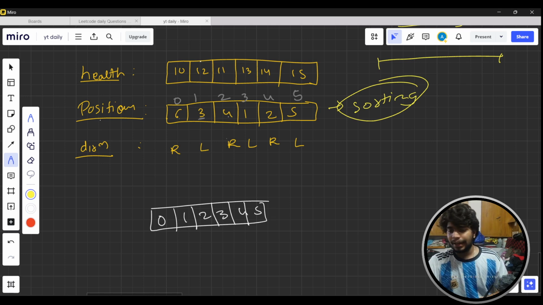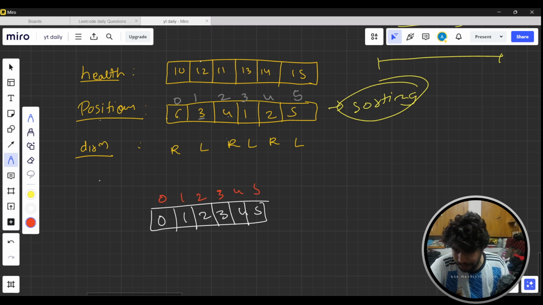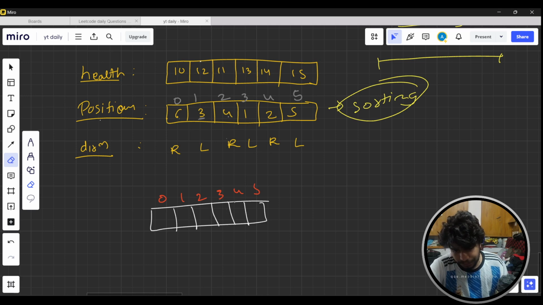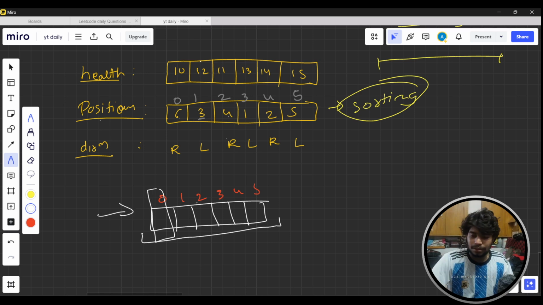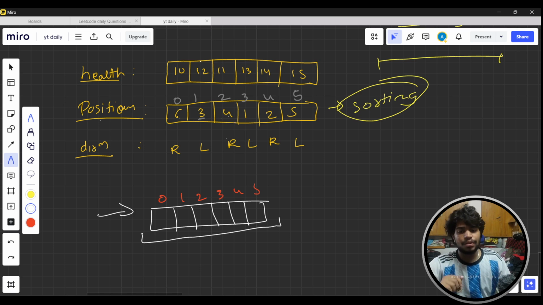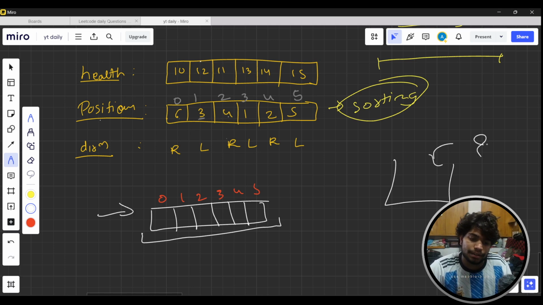And update, I will create an array of size 6. And based on that, I will update the indexes here, which means I will run a loop here. I will first put this, then 1, then 2, then 3, and so on. So what will be the first element pushed in the stack is the one that has the lowest position.